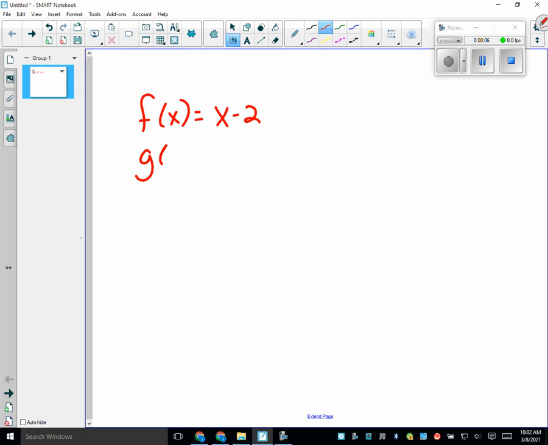2, and g of x equals x cubed plus 4x squared minus 6. This whole test is going to be no calculator. No, but half of it is. Thank goodness. And this is a no calculator.